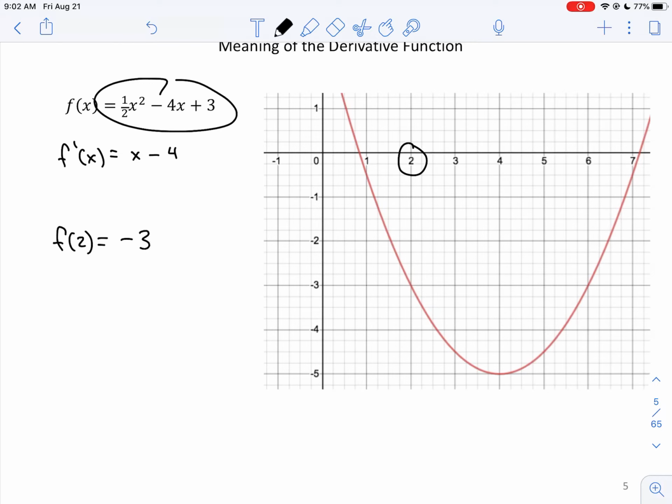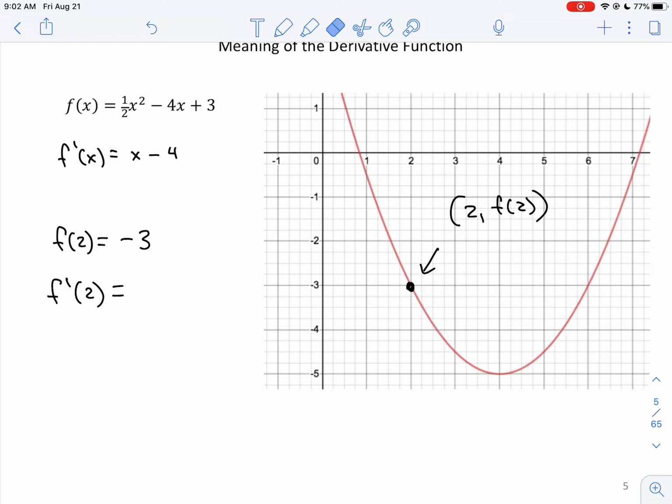That's the output. That's the y-coordinate you're seeing right here. So you just found out this point right here has coordinates 2, f of 2. Now I'll plug 2 into the derivative function. F prime of 2: 2 minus 4 is -2. What this -2 is telling us is the slope of the tangent line. So if I were to draw a tangent line, the slope would be -2. The slope would be f prime of 2.